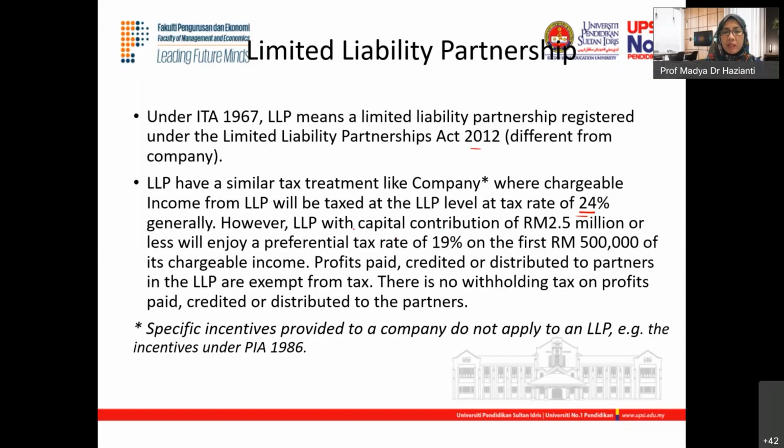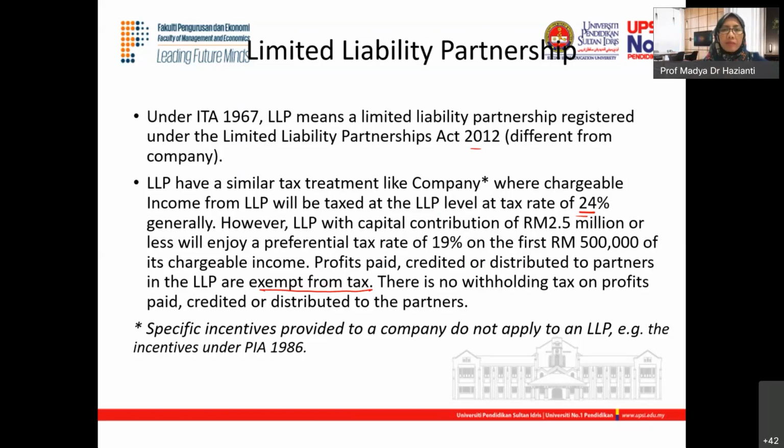Tapi kalau LLP yang besar, contoh audit firm yang besar, dia punya capital lebih millions, 2.45 millions or less, will enjoy a preferential tax rate of 19% on the first 500,000 of its chargeable income. Okay, and macam biasa kita tadi, profit paid, credited or distributed to partners in the LLP are exempted from tax. Nampak? Sebab dia treat the partnership tu as a business, dia bagi flat rate income tax. So whatever profit yang dapat dekat partners ni exempted from tax. Dia dah tak kena cukai dah.